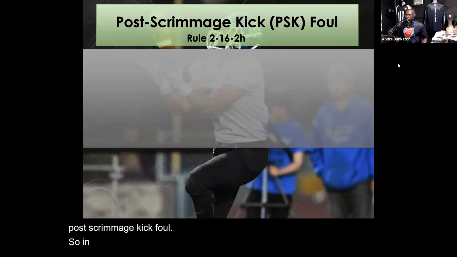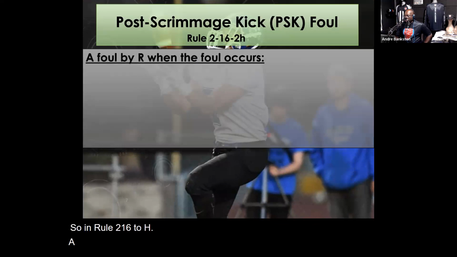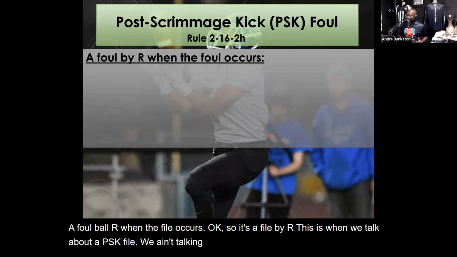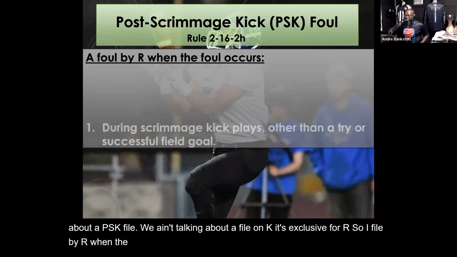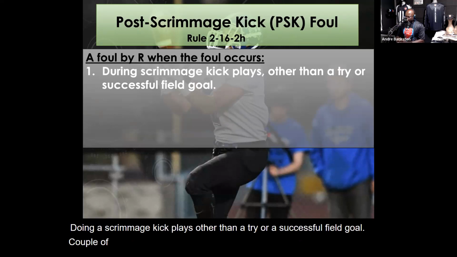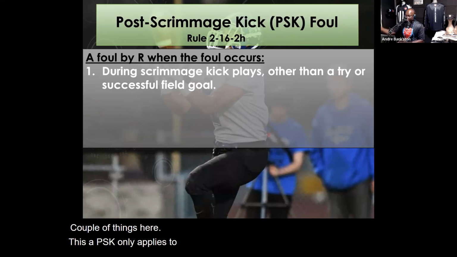So in Rule 2-16-2-h, a foul by R when the foul occurs. Okay, so it's a foul by R. When we're talking about a PSK foul, we ain't talking about a foul on K. It's exclusive for R. So a foul by R when the foul occurs during a scrimmage kick play, other than a try or a successful field goal. Couple of things here. A PSK only applies to a scrimmage kick, so basically a punt or an unsuccessful field goal.